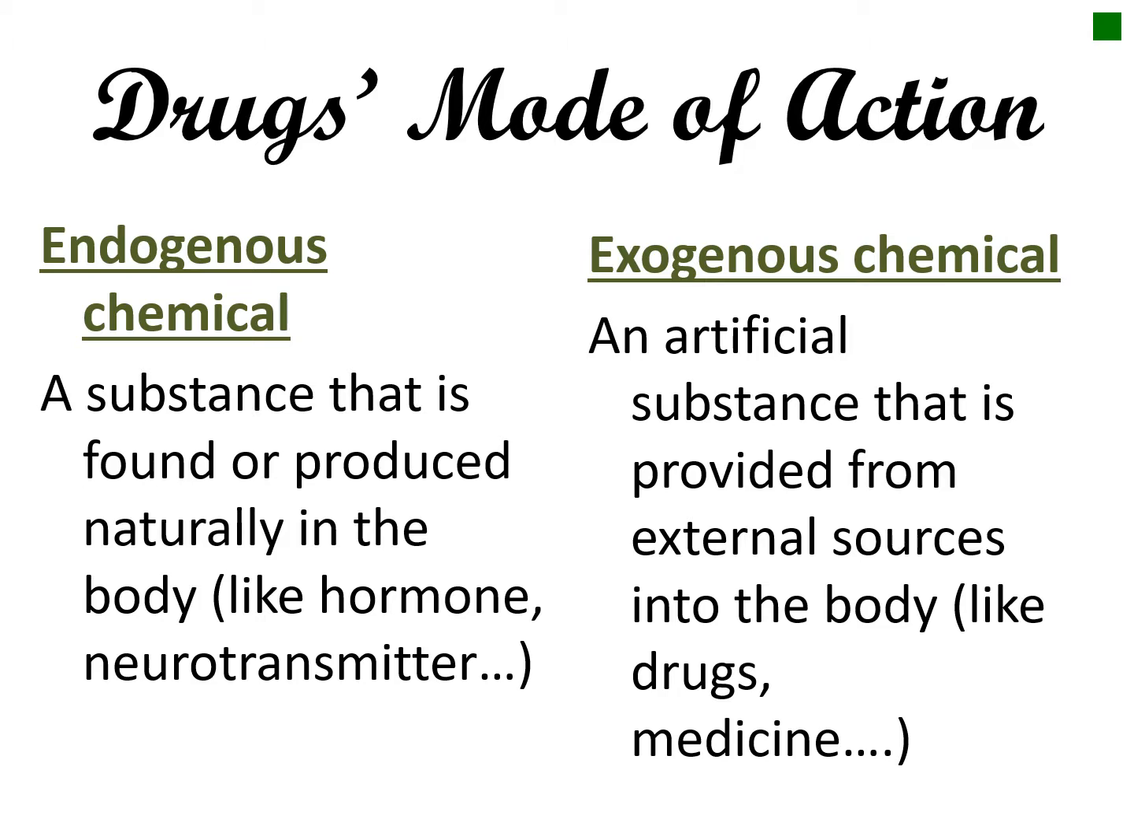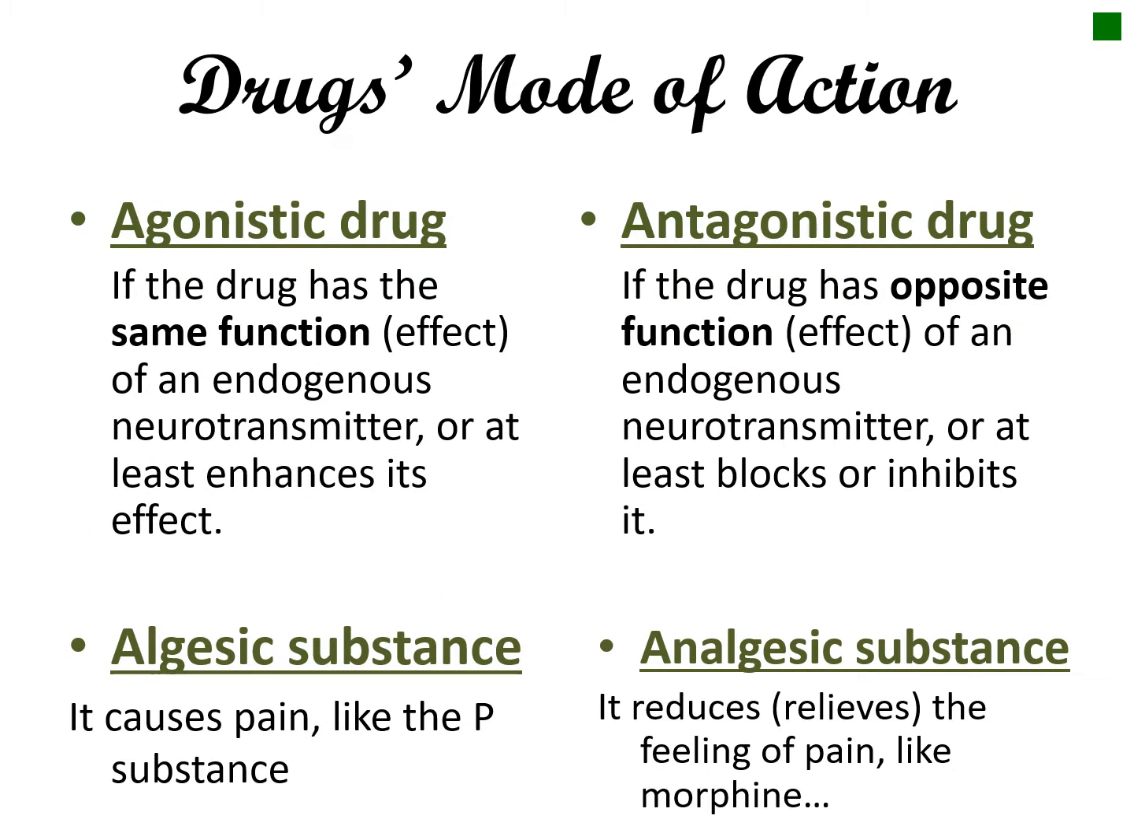We have endogenous chemicals. Endogenous chemicals are substances that are found or produced naturally inside the body, like hormones, neurotransmitters, and so on. While we have exogenous chemicals, they are artificial substances that are provided from external sources into the body, like drugs or medicine. We have agonistic or antagonistic.